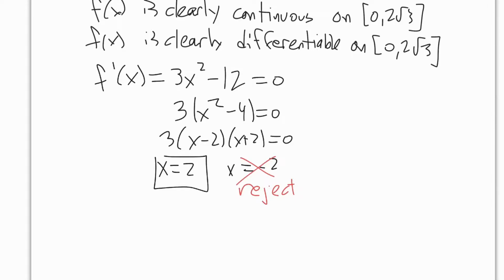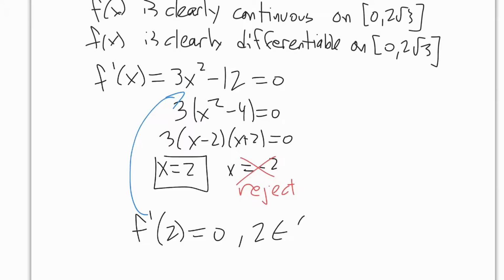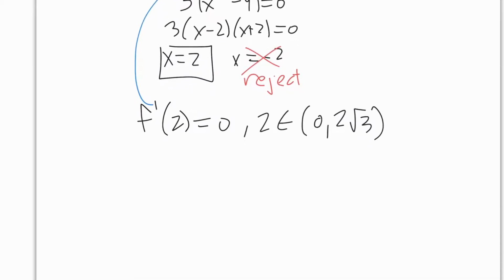So we can see very clearly that f prime of 2 is equal to 0. You could even try if you wanted, right? Plug this back in here. 2 squared is 4, 3 times 4 is 12, 12 minus 12 is 0. So f prime of 2 is equal to 0, definitely. And 2 is an element of the interval 0 to 2 root 3, so it's our c that we're looking for. So that's nice. We found our c, and we could say this verifies Rolle's theorem.